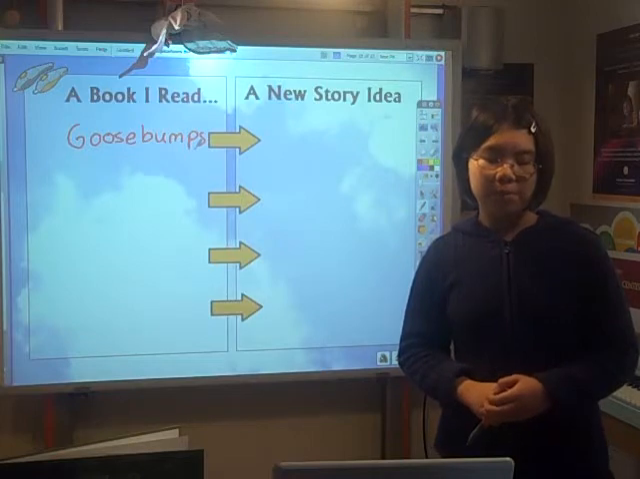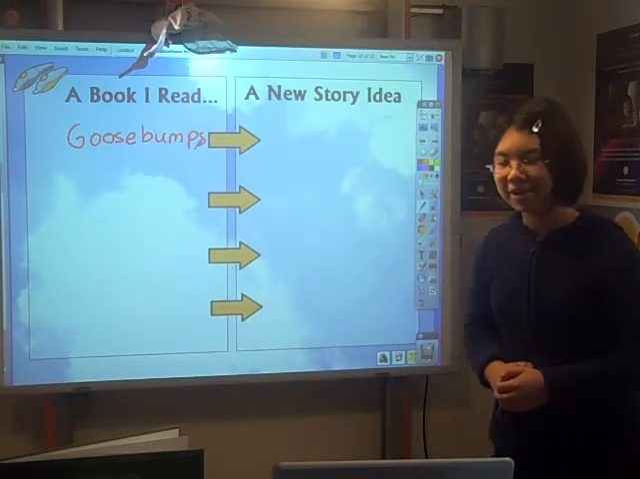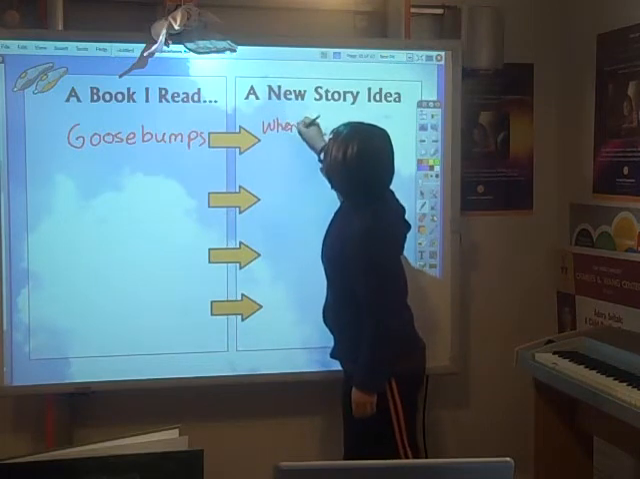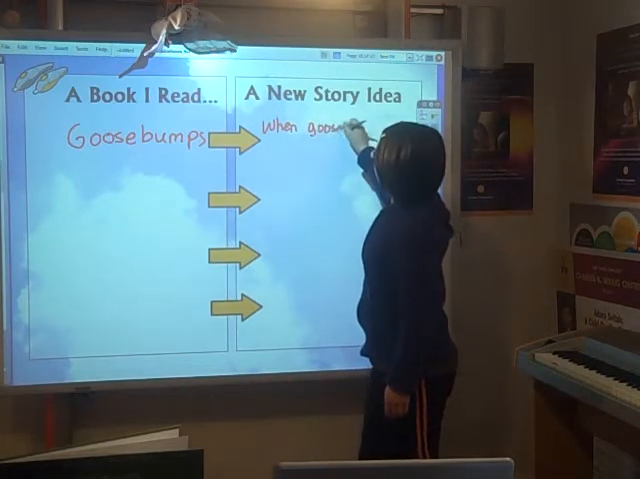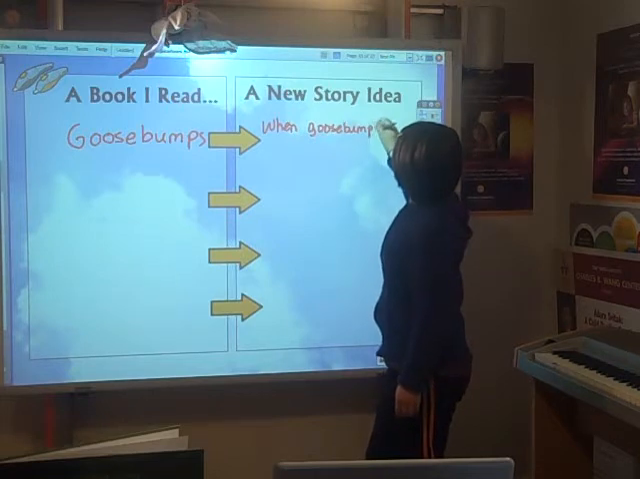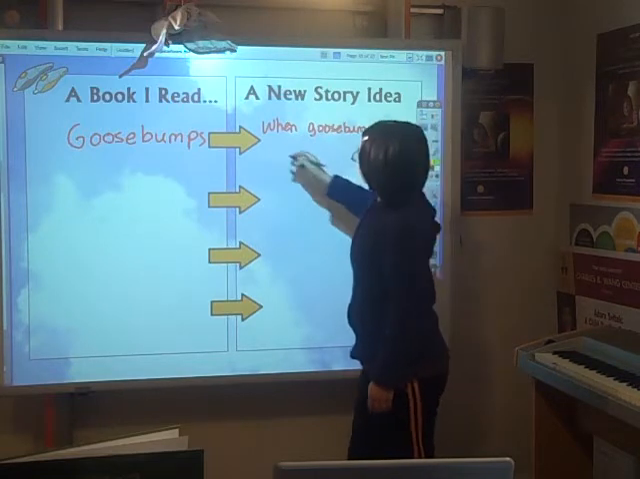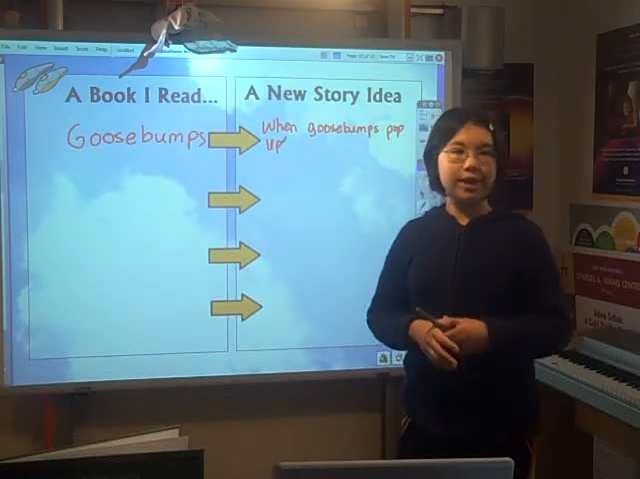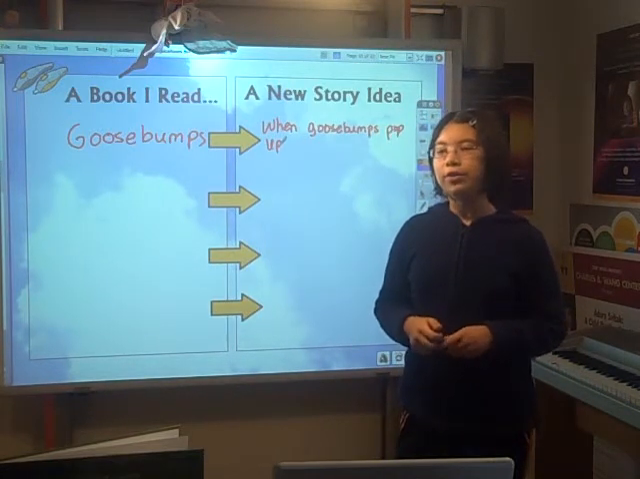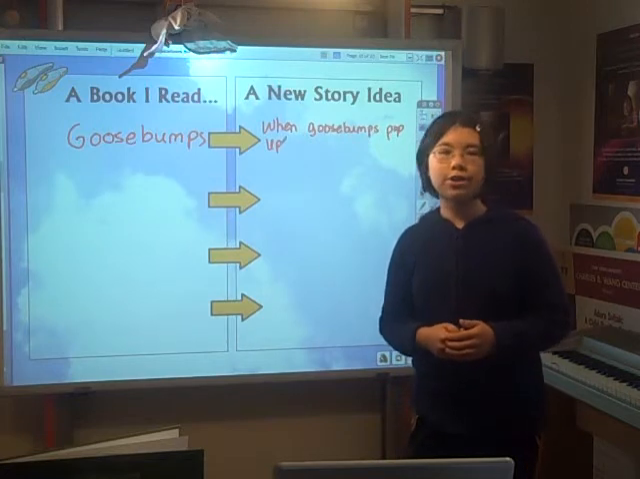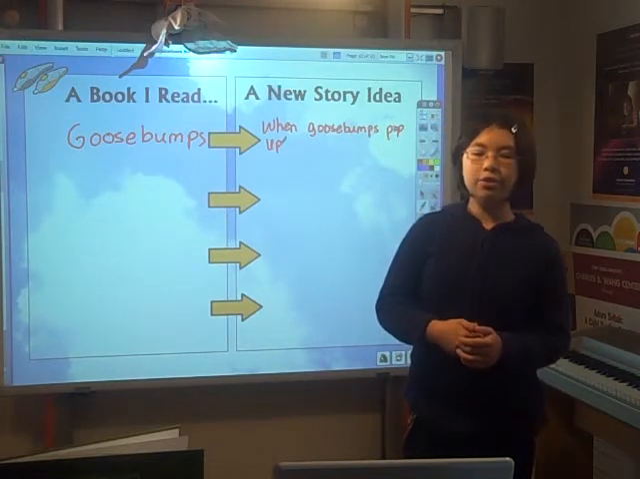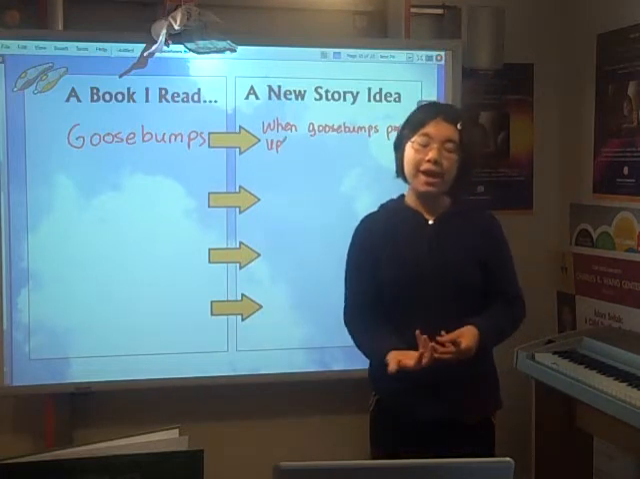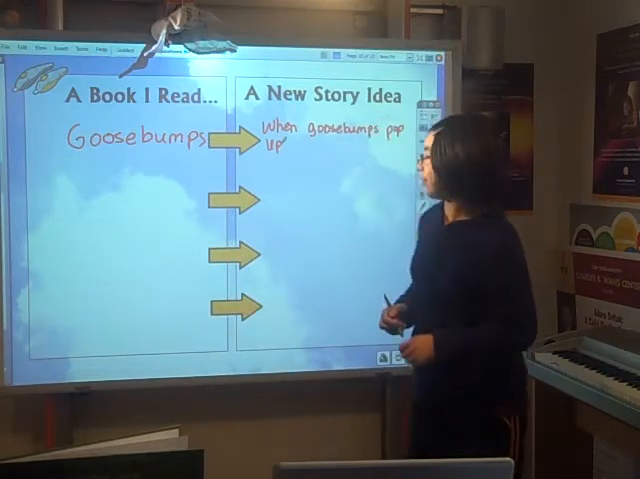When goosebumps pop up on your body. Okay, when goosebumps pop up on your body. Okay. So if you could take something, like for instance, if there's a story that you like because it's scary, then you could write a scary story of your own. Or if there's a story that you like because all the characters are animals, then you could write a story that has all the characters as animals. So think of one thing that you like from the story and turn it into your own idea.